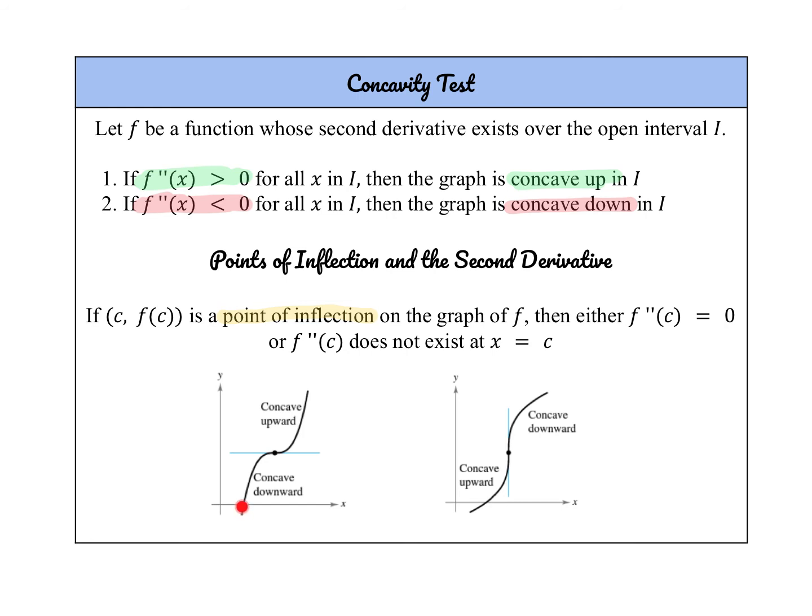So you can see here, this is what it looks like when our second derivative is equal to 0. It would look something like this, and you can see that our graph is changing from concave down to concave up. Or sometimes your graph changes like this, and this is when our second derivative does not exist. So here you're concave up, and then here we're concave down. So we're looking for these two cases to help us find those points of inflection.